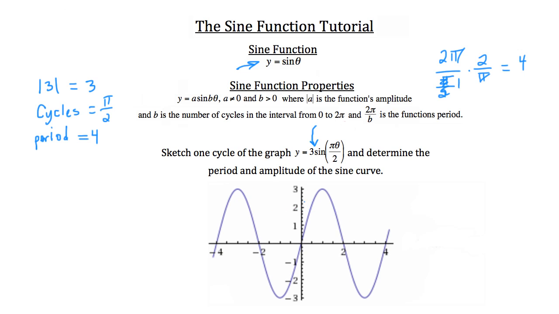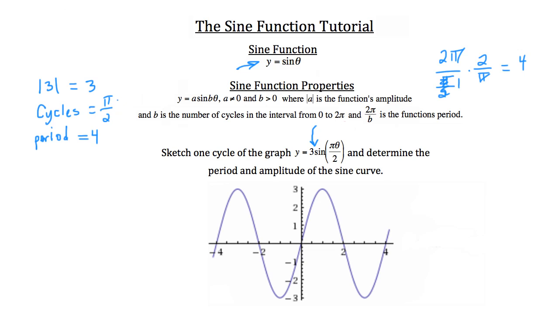Alright, so here's our graph. Now let's take a look at our amplitude first. Remember, we said that the amplitude was 3, and the amplitude is half the difference between the maximum point and the minimum point. So the maximum point on our graph is 3, and the minimum point is negative 3. And the difference between that is 6 units. Half of that difference would be 3, so that's our amplitude, like we said. So, we know that we can go 3 units up and 3 units down from the origin.